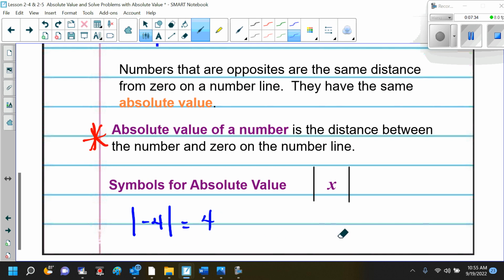Is everybody clear? If I have the absolute value of 3, that's going to be not negative 3. I didn't ask for the opposite. It's going to be positive 3, because how many jumps does it take to get to 0? 3 jumps. Okay? So, what you need to remember is that the absolute value is always positive. Is everybody clear with that?